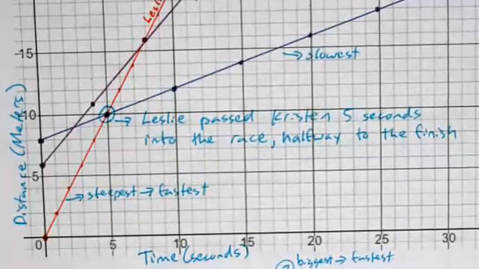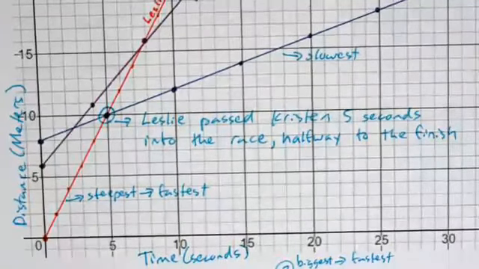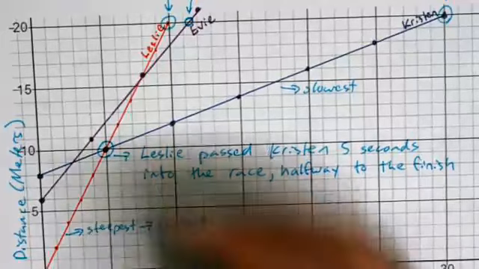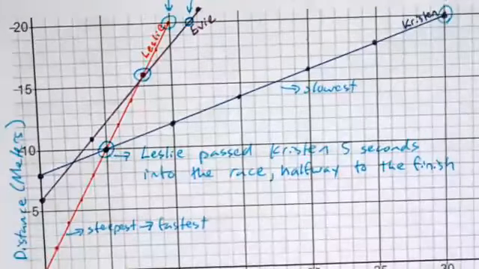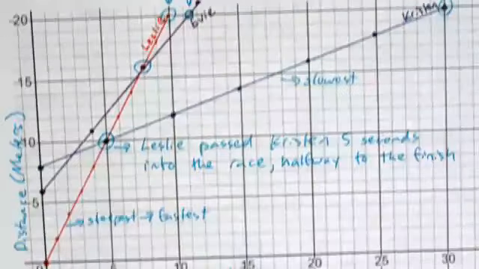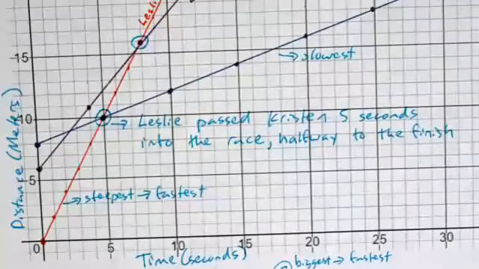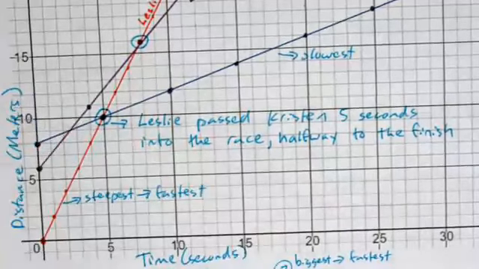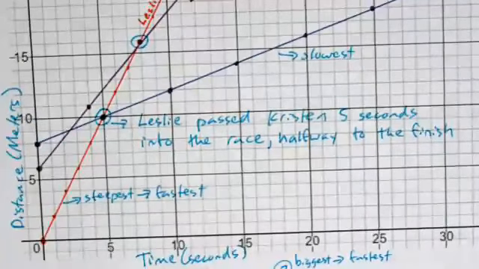Do you see any other places on the graph where somebody passed someone else? I see a couple more. Did Leslie ever pass Evie? Do you see that happening on your graph? Leslie passed Evie right here. How many seconds into the race did that happen? That happened 8 seconds into the race. And where were they on the track when that happened? They were 16 meters in. Okay, so we can see a lot of important stuff about the graph by looking at important points.